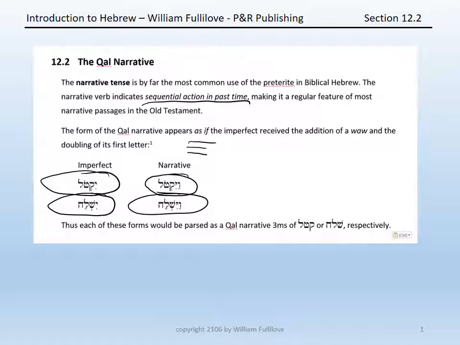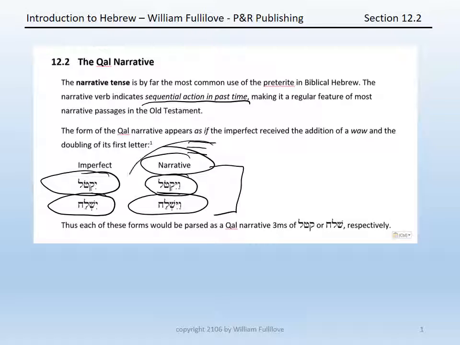In each of these cases, remember that though this appears as if the vav has changed an imperfect, the narrative is not an imperfect. It is a preterite with the addition of vav and doubling of the first letter. Understanding this will keep you from creating confusion later. The narrative and imperfect, though they look similar, come from different historical origins.